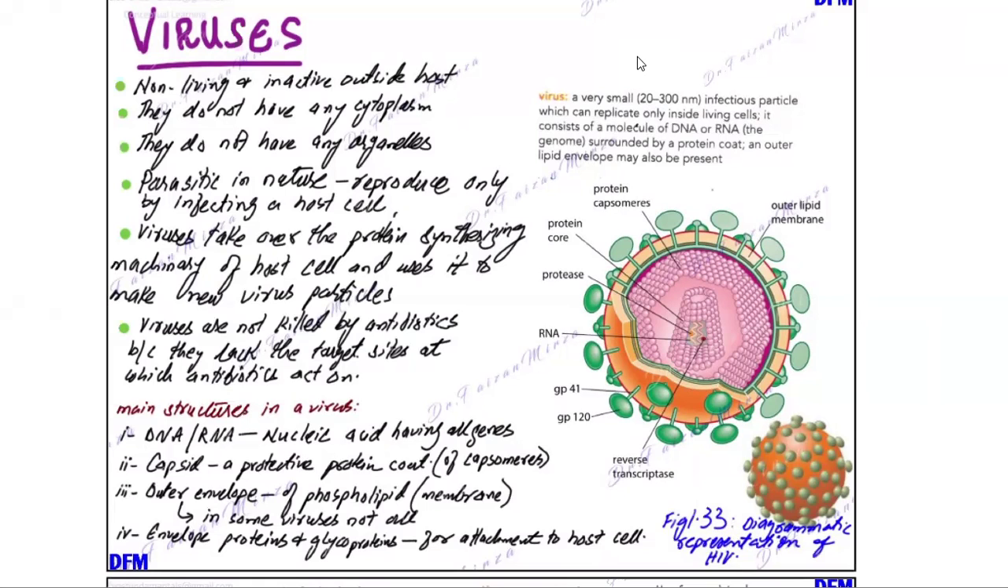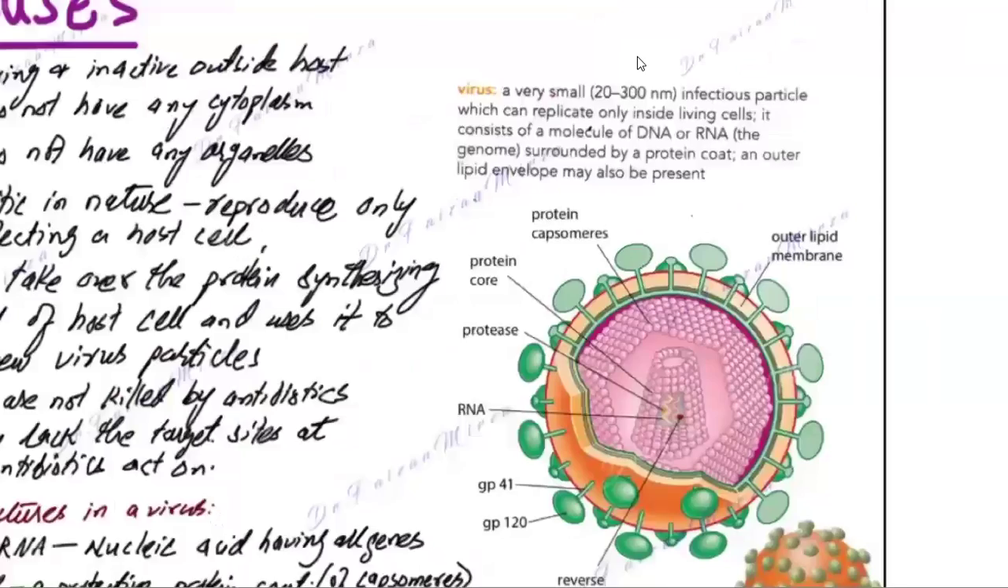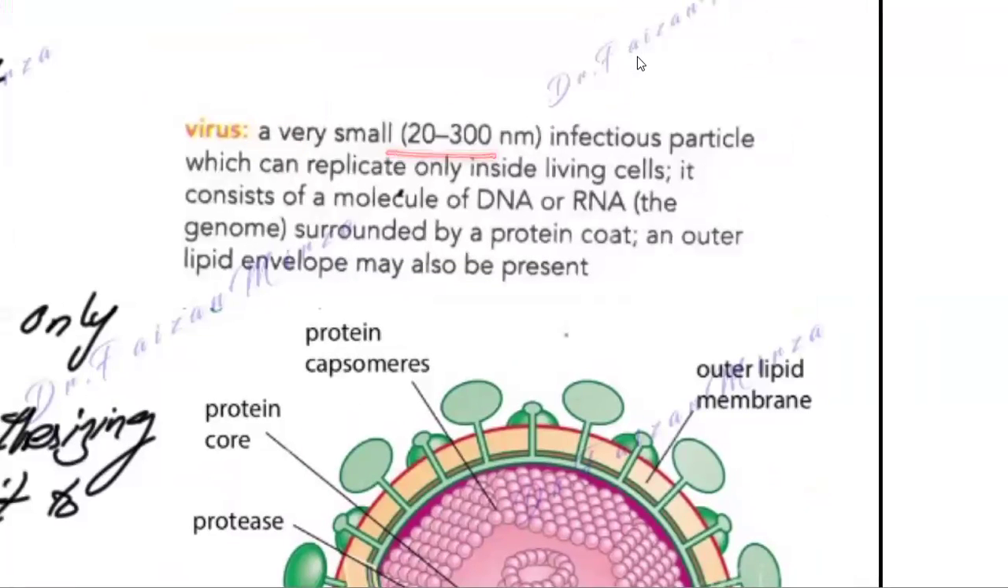So coming back, last part, virus. What are viruses? Viruses are very tiny, only 20 to 300 nanometer infectious particles. They replicate inside the living cell. They have their own molecule of DNA or RNA. They will never have DNA and RNA both together. They have either DNA or RNA once outside the host.